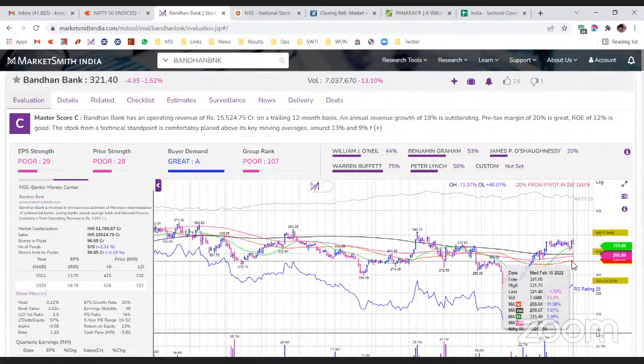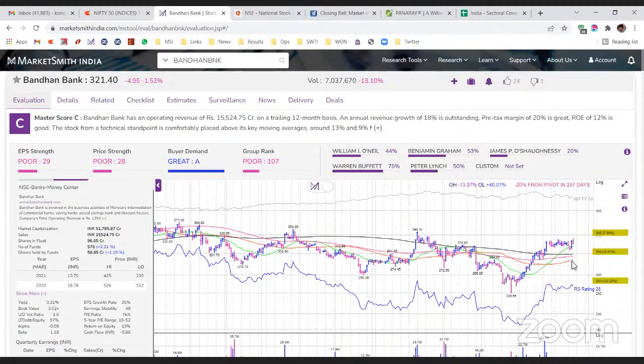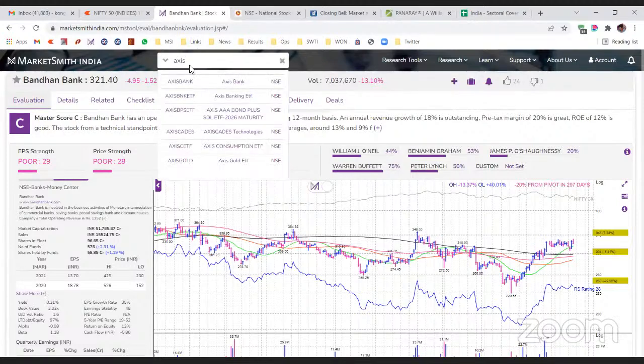Stock is trading above its key moving averages. However, taking into factor EPS and RS strength, a fresh position at this point is not advised in the stock. If you are holding the stock, you can keep a minor stop loss around 21 DMA. And if you are having good profit in the stock, you can keep 50 DMA as a stop loss. I'll take Axis Bank as well.